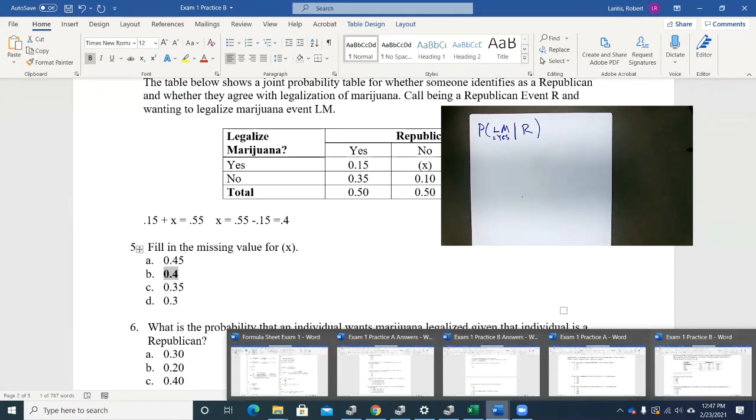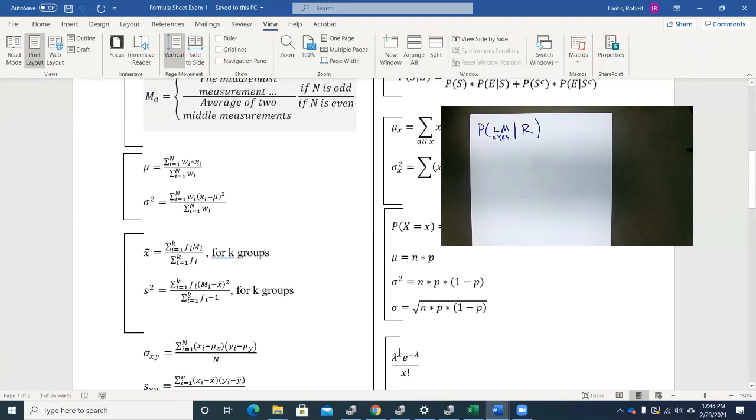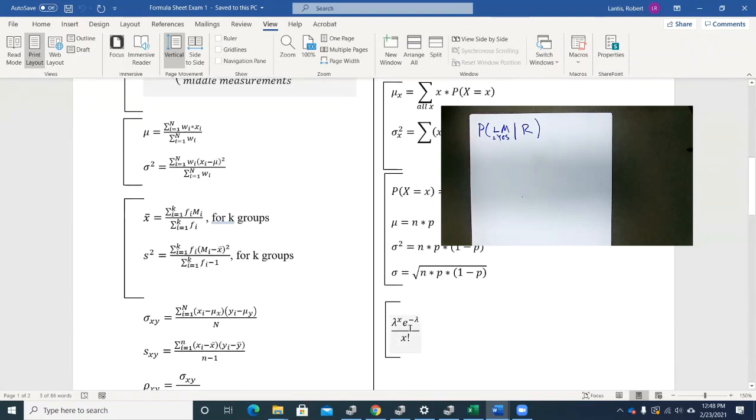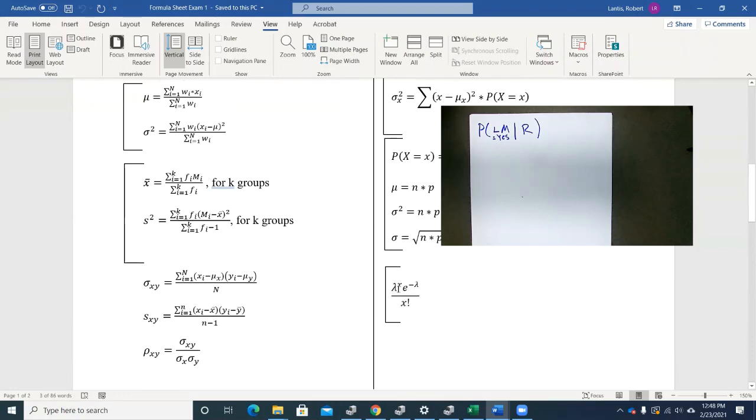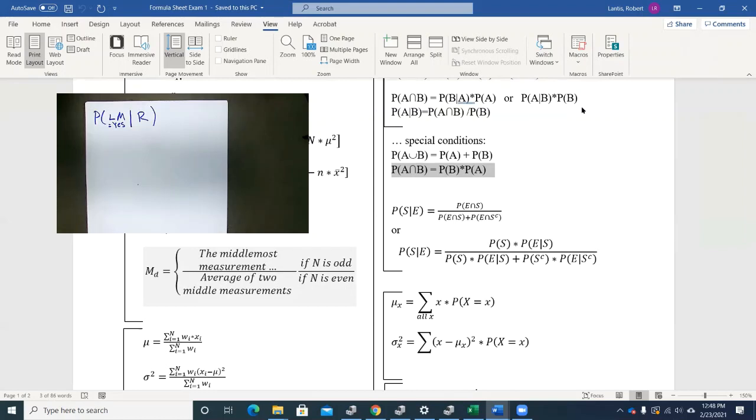Well, if we go to the formula sheet, right? Now, one thing I said I'd mention earlier, the Poisson distribution equation that I referenced earlier is down here on the formula sheet. So all the way in that bottom right corner, we had that Poisson distribution equation. But now what we're going to be looking for is, how can I solve for a conditional probability?